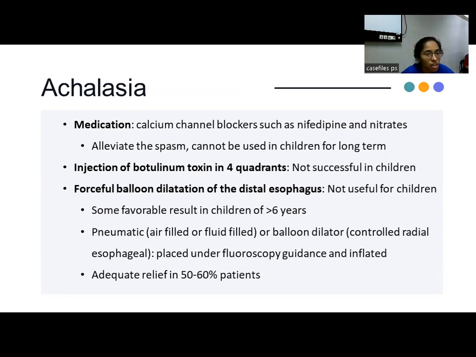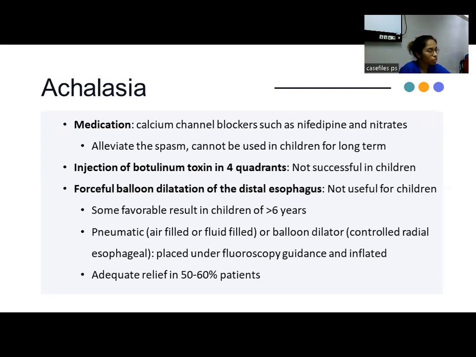Coming to achalasia, the mechanism, symptomatology and diagnosis have been discussed already. Now coming to the management of achalasia, medical management can be considered with calcium channel blockers such as nifedipine, or sometimes even nitrates have been employed in adult patients with achalasia. These medications alleviate the spasm. However, the use of these drugs in children is yet to be studied.